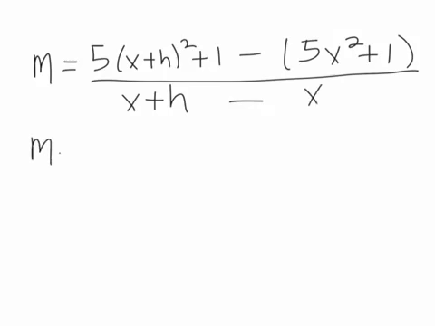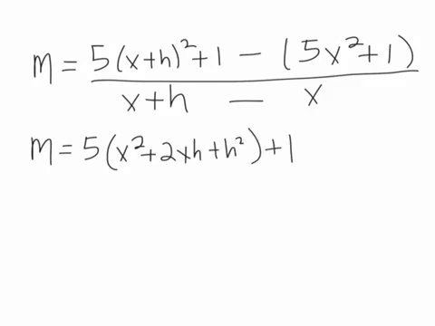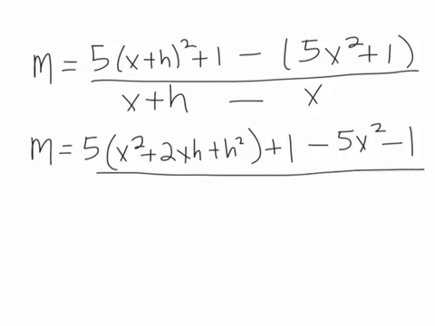So now, we'll use algebra to simplify this. On the top, if you multiply out x plus h squared, you'll get x squared plus 2xh plus h squared, and then we have the plus 1. And then continuing to distribute that negative sign through, we'll have minus 5x squared minus 1. In the denominator, we could go ahead and add up the x and the minus x to get 0. So we'll just be left with h.